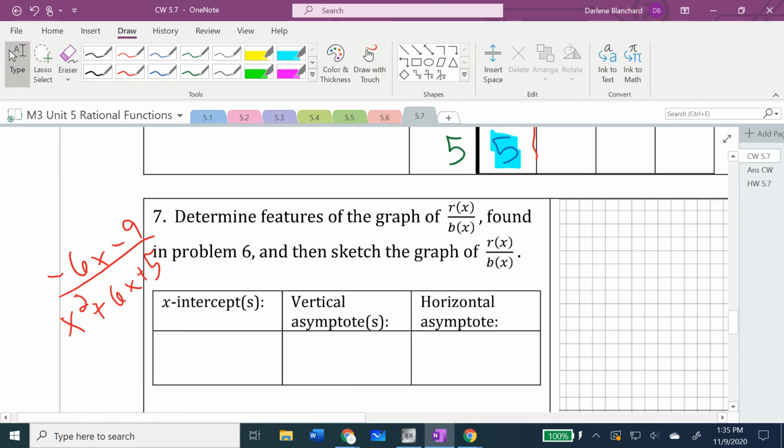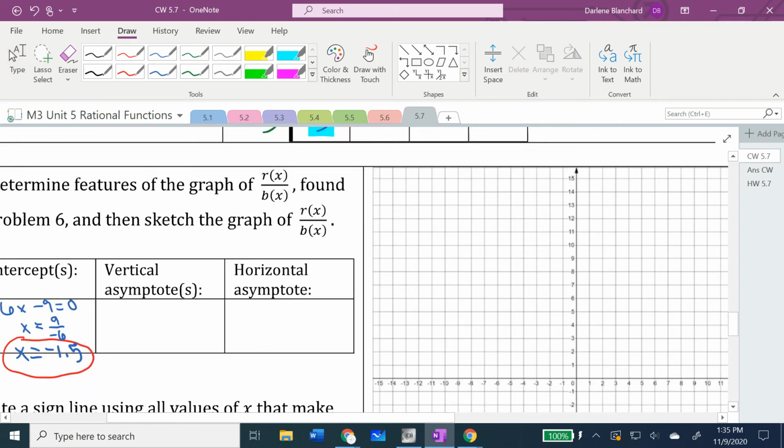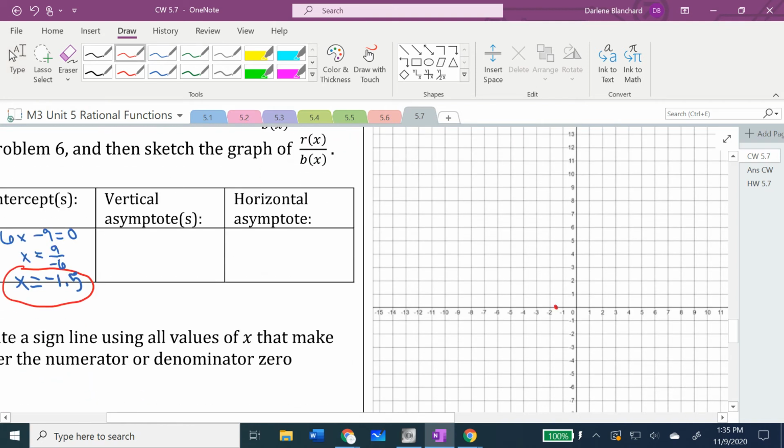X-intercepts are what makes the numerator equal to 0. Negative 6x minus 9 equals 0. When x is equal to, add the 9 and then divide by negative 6. So negative 3/2. Let's go with negative 1.5. Write it as a nice decimal number. And I'm going to put that x-intercept down.